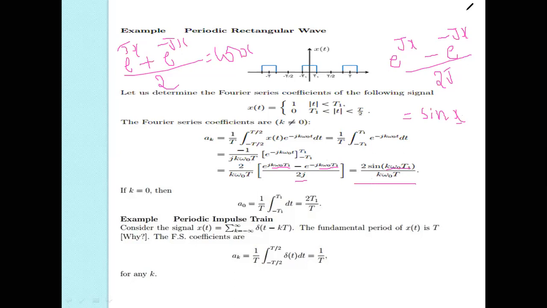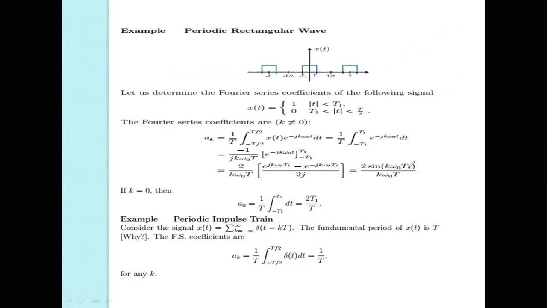Don't confuse here, both are not T. In the upper one it is T1, and in the lower it is the time period, the total time period. So a of k is 2 sin k omega naught T1 by k omega naught T.